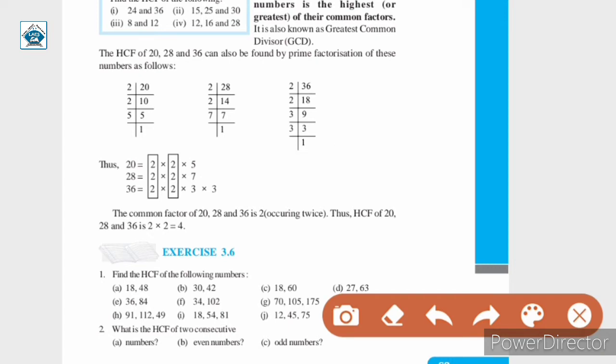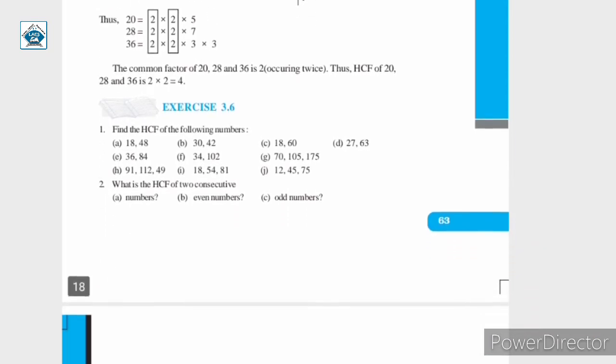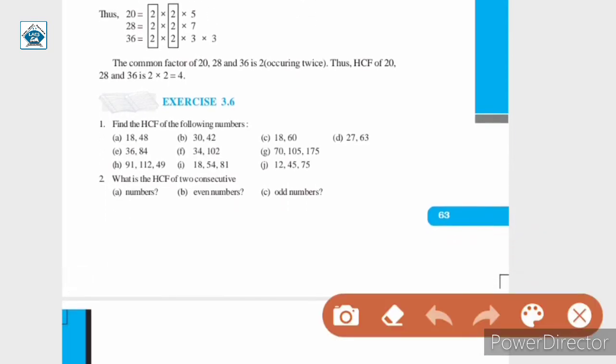So let us consider a few more examples, then we can understand this topic better. For that, let us now start exercise 3.6. Question number 1. Find the HCF of the following numbers. First, 18 and 48. So in this question we have to find the HCF, that means the highest common factor, of the given numbers. First of all, for 18 and 48.